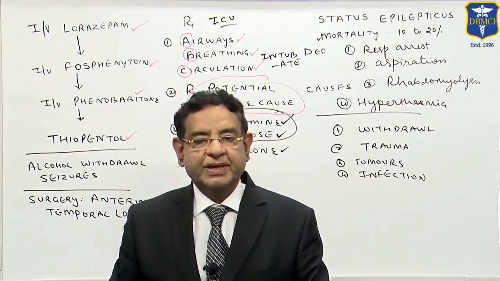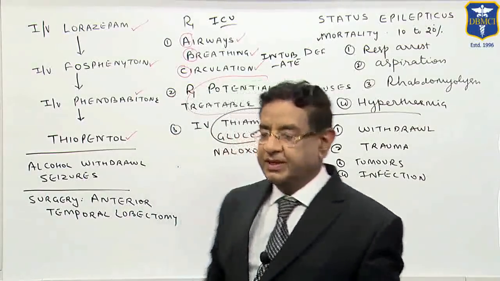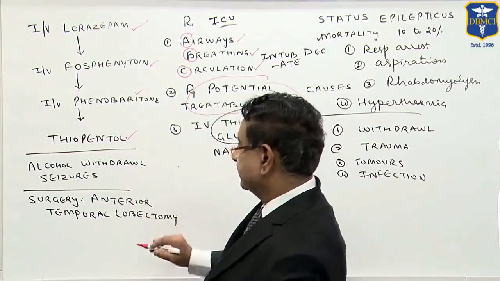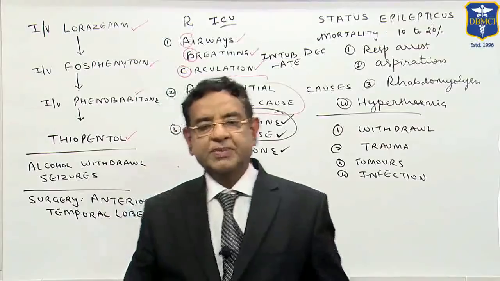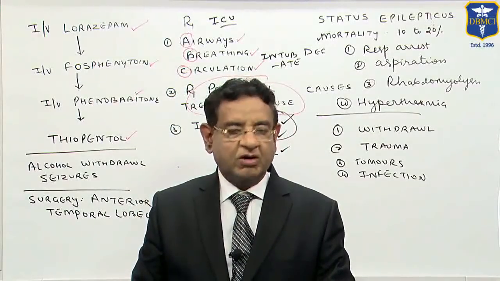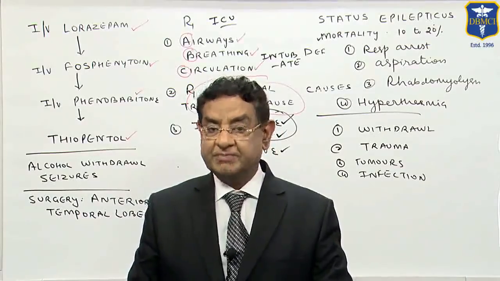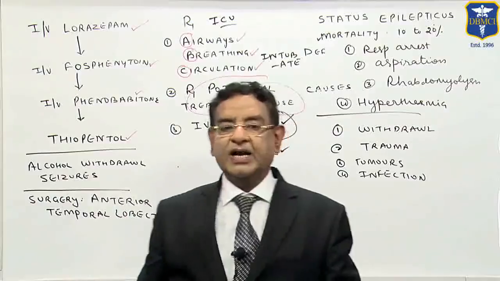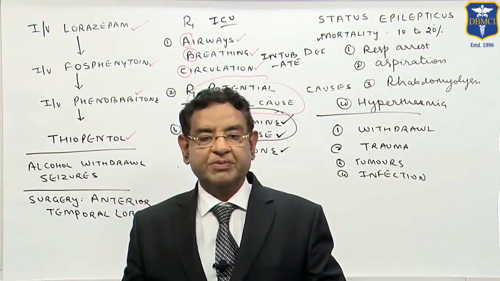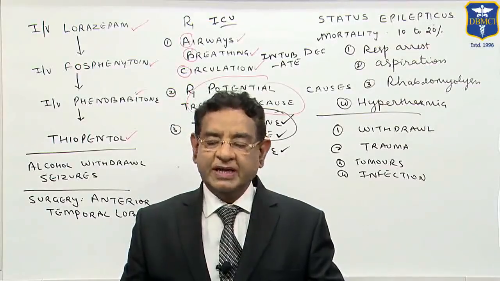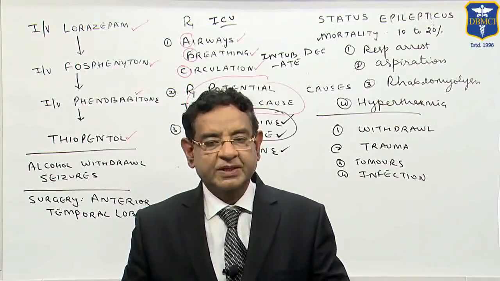Now a word about alcohol withdrawal seizures. In a patient with chronic alcoholism, if you suddenly withdraw the alcohol, if they suddenly stop, it can precipitate seizures. But these patients are not to be given long-term treatment for 3 years. They are usually managed with a shorter anti-epileptic treatment.